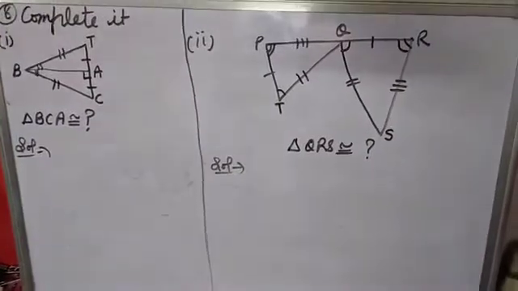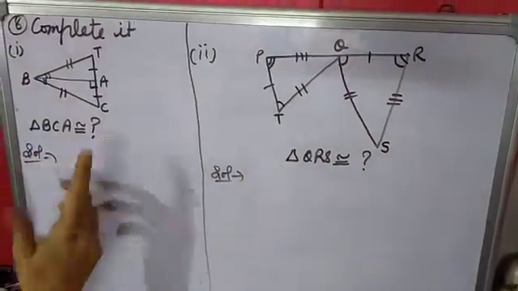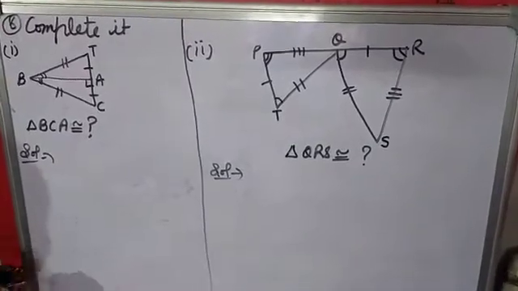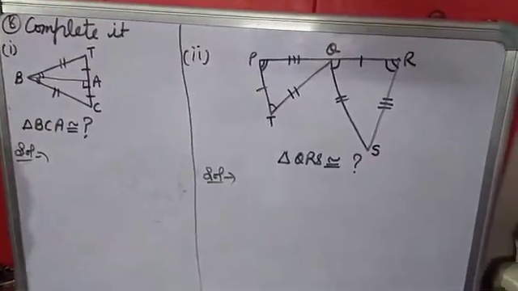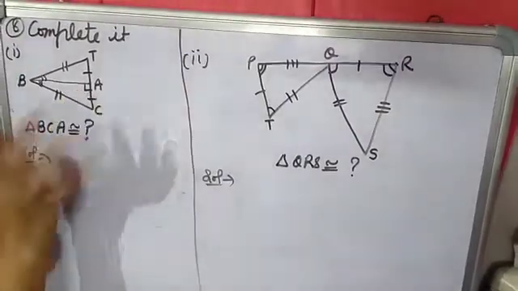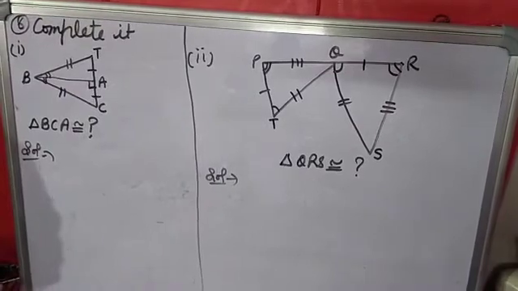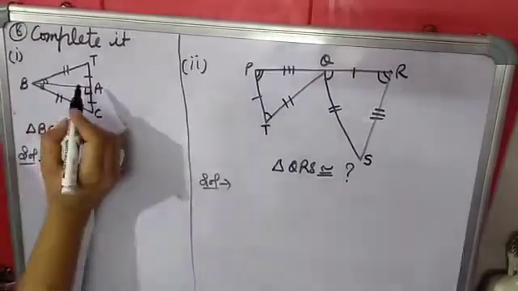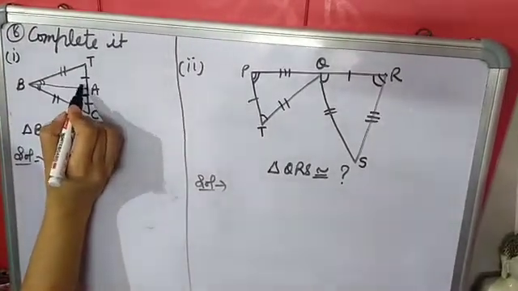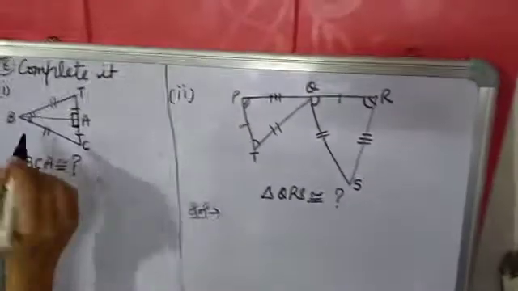Sixth question. Complete this. Triangle BCA is congruent with triangle... Okay? In this question also corresponding parts are equal. So we will check here. Look, there is a 90 degree angle, right? So we will use the RHS rule, right angle hypotenuse side. See how? This angle will be equal to this angle because both are 90 degree angles.